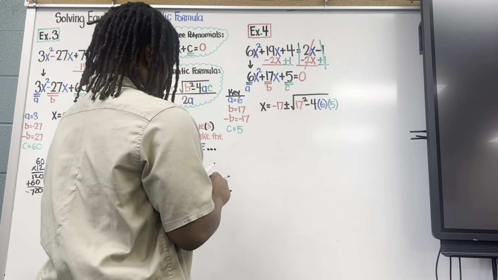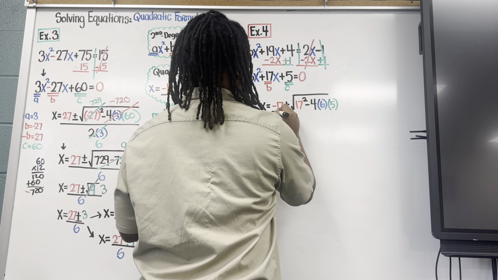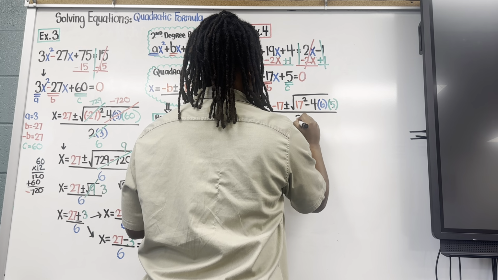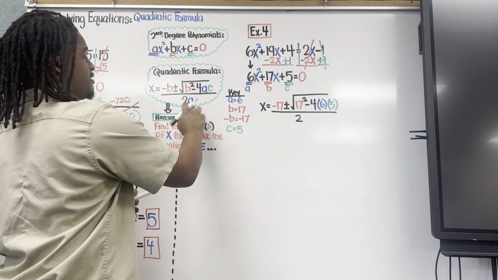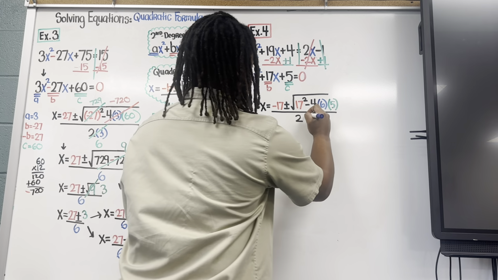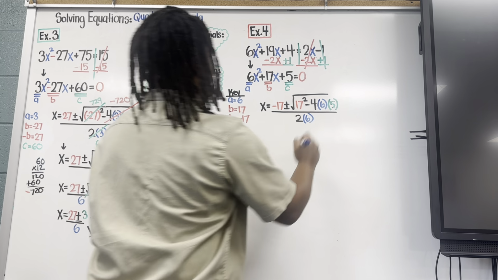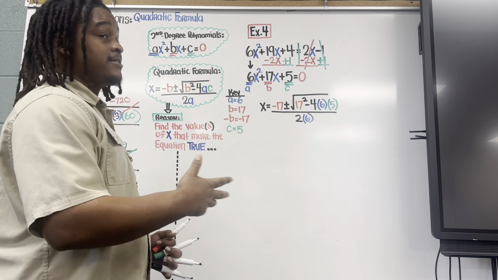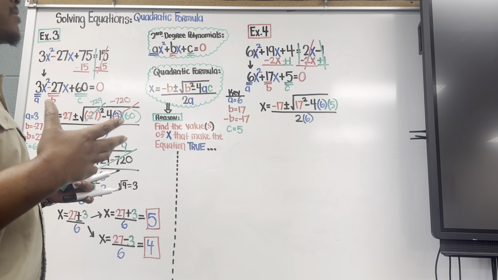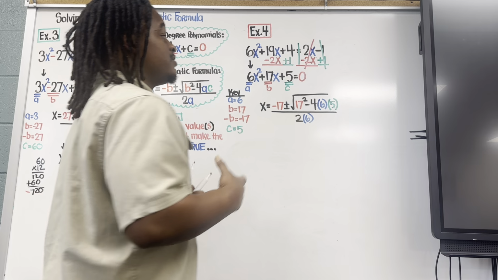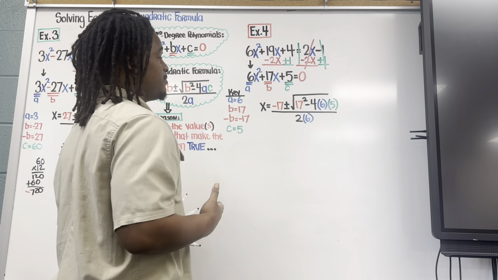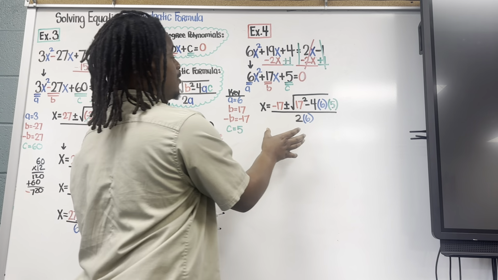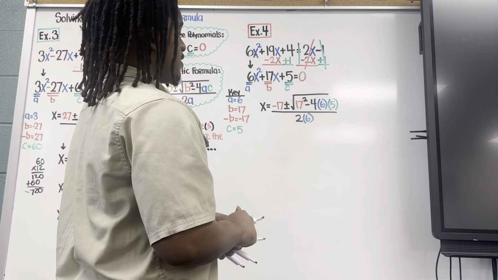Just like that. And then we're going to divide everything by 2 times 8, which is 2 times 6. So once again, guys, we have successfully plugged in the values in their correct positions. Now, the next couple of steps that we need to do is simplify so we can find out the 2 values that x could possibly be in order to make this whole thing true. So let's start simplifying, guys.